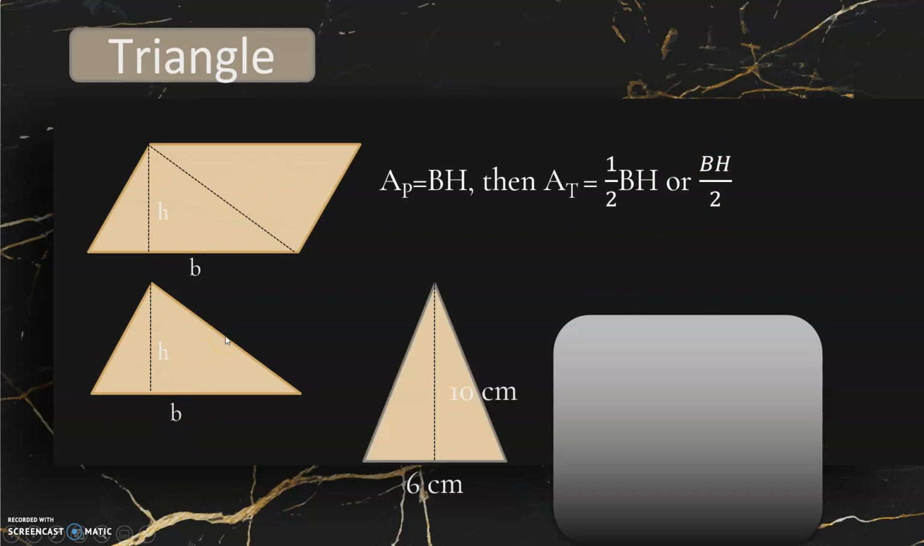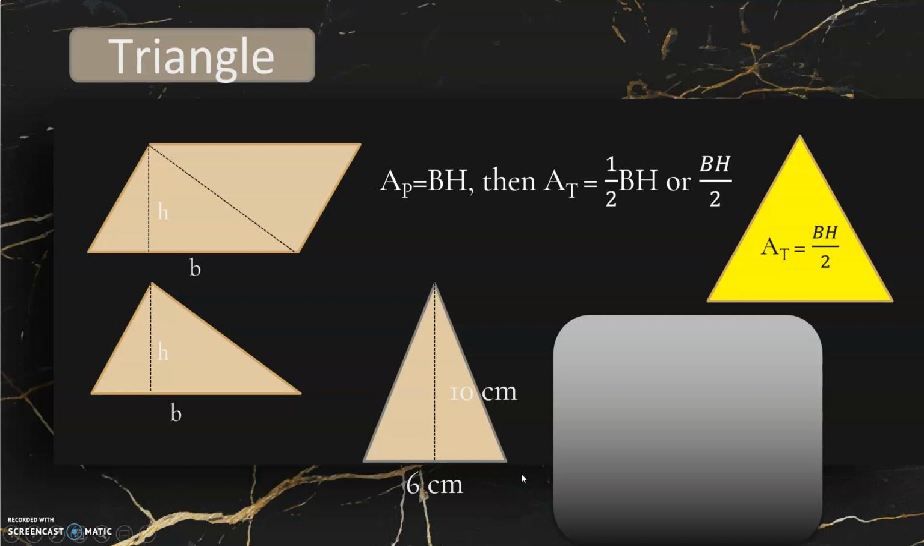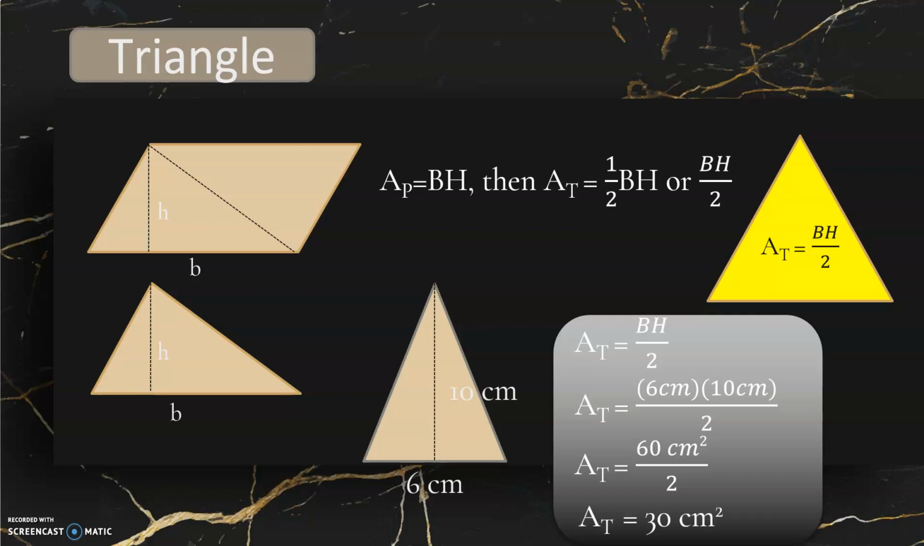For example, if we are given a triangle which is 10 centimeters by 6 centimeters, we have to multiply the base and the height, that is 6 centimeters times 10 centimeters, then divide it by 2. That will give us 60 square centimeters divided by 2, which is equal to 30 square centimeters. So the area of this triangle is 30 square centimeters.